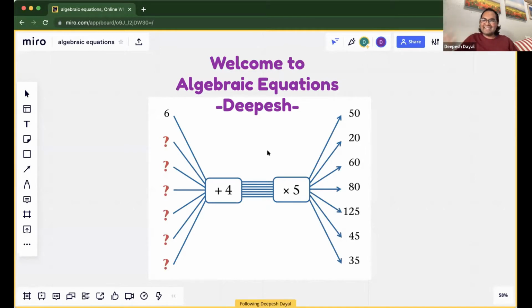I see they're very excited for the next section, algebraic equations, and we're going to use things from your previous section on algebraic expressions to help us in this section as well.